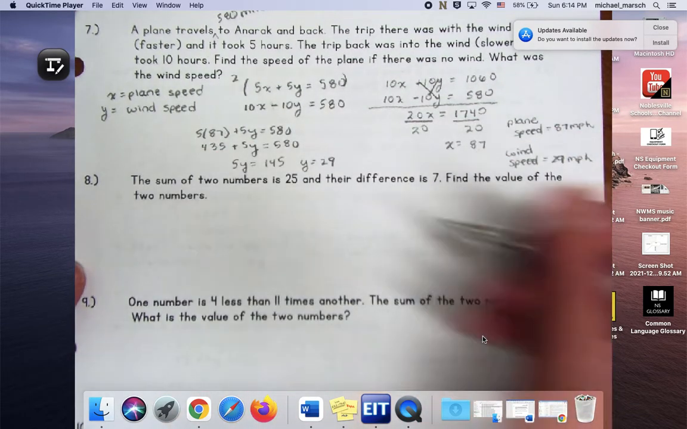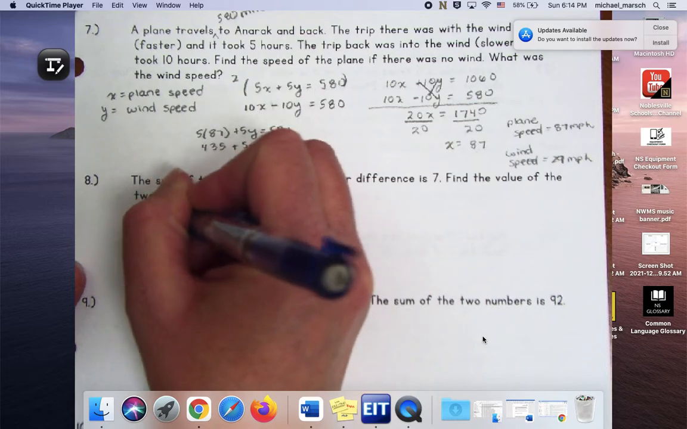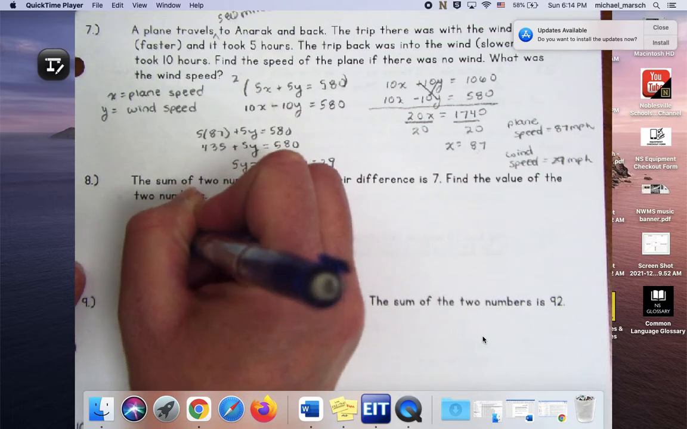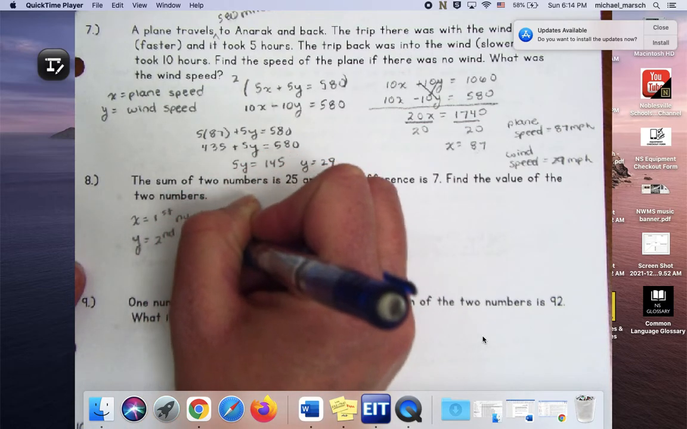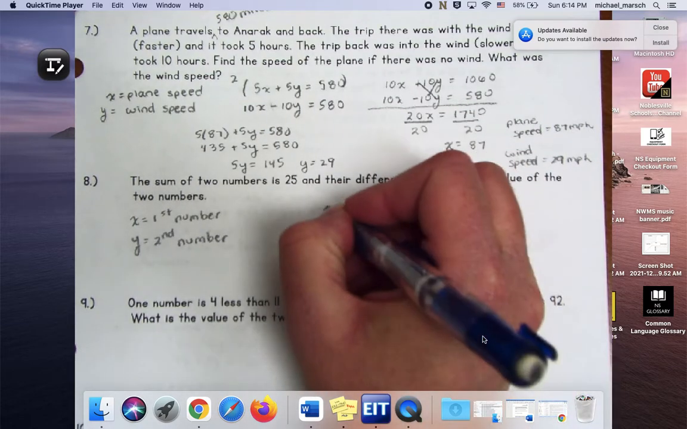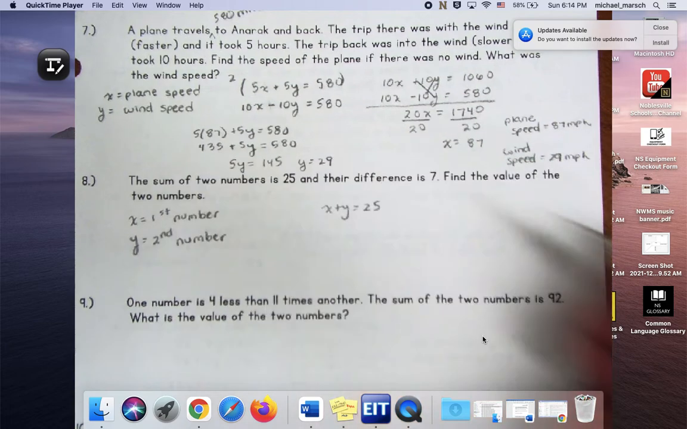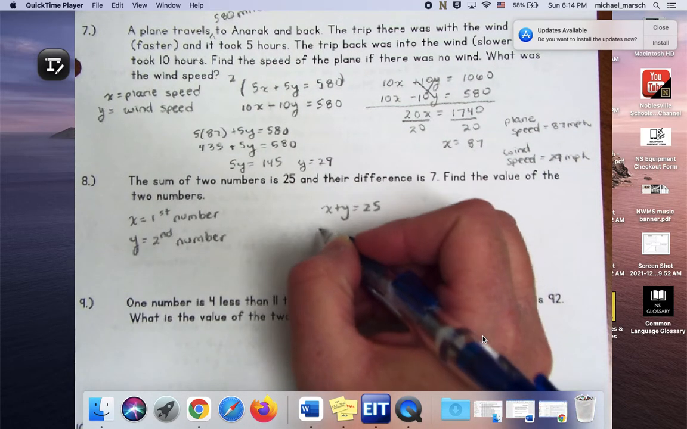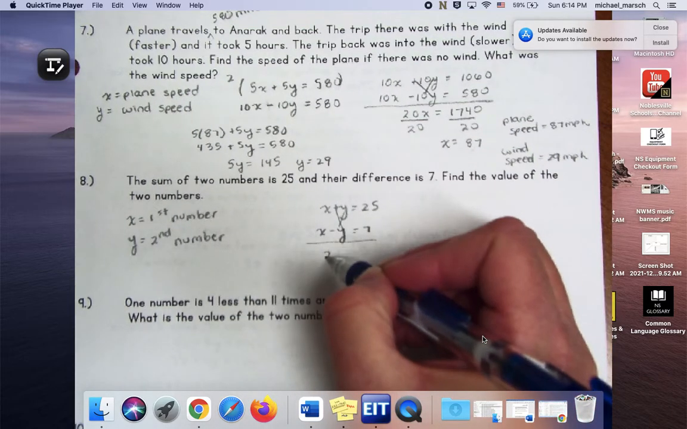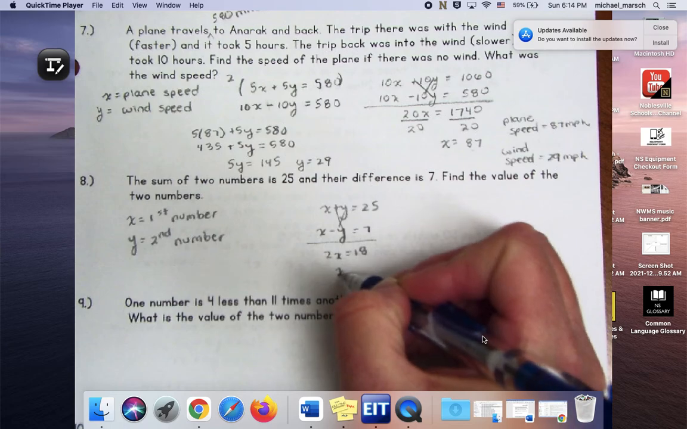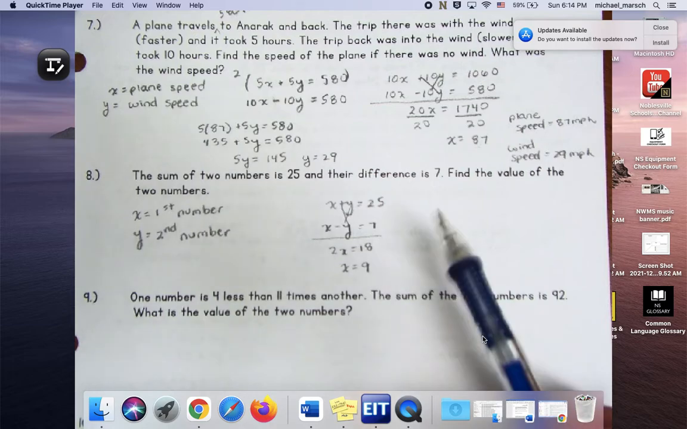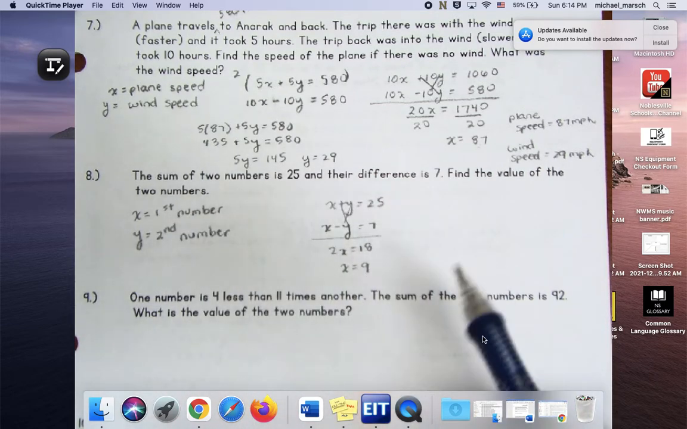So I have two numbers, right? So I'm going to make x the first number and y the second number. You always need to connect a variable to whatever you're solving for, just like in that very first problem we did. So if I add them, I get 25. Difference means subtract them. X minus y equals 7. So when I solve this, I get 2x equals 18, x equals 9. Easy peasy.